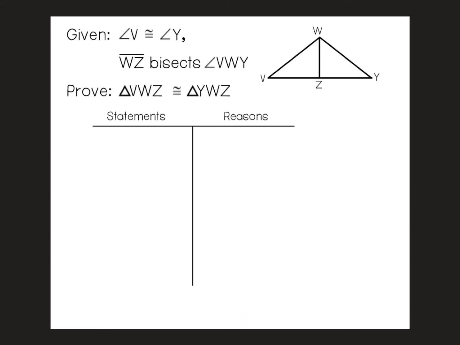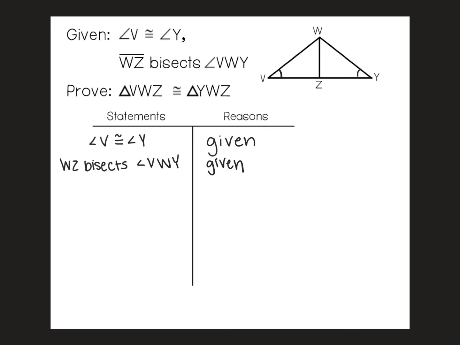For this next proof, I start off with angle V is congruent to angle Y, and that's given. And I go up to the figure and I mark my angles. Next, I have WZ bisects angle VWY. Anytime you have a given, you copy it down exactly as is and you write given. And then from there, we need to figure out how to mark it.